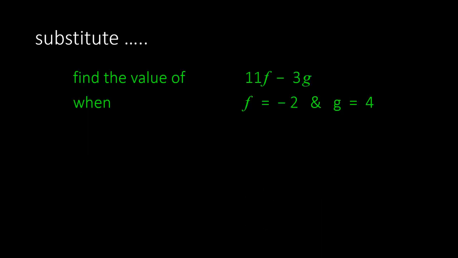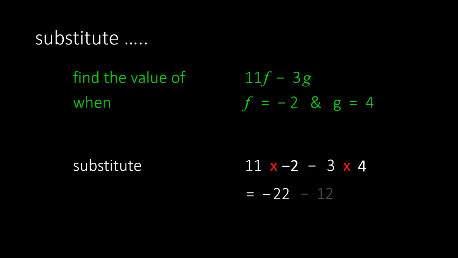What if we got minus numbers as one of the letters? Let's have a look. 11f minus 3g, where f is minus 2 and g is 4. So we just got to take care, as we always do with minus signs. 11 times minus 2 is minus 22. And then we've got a minus 3 times 4. Now 3 times 4 is 12. So we've got minus 22, and we're taking away an extra 12. So it's minus 34.